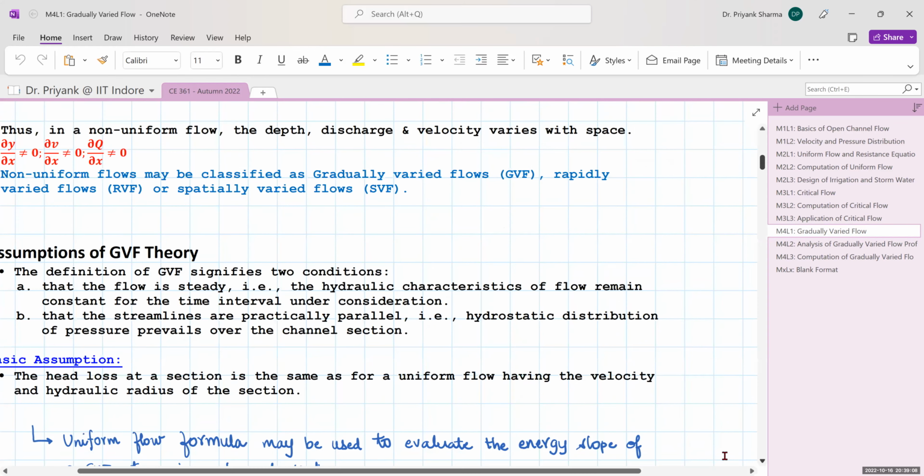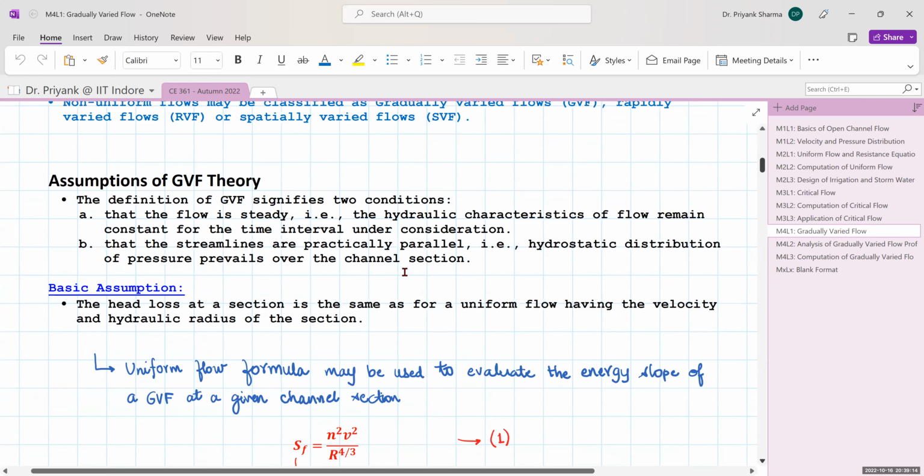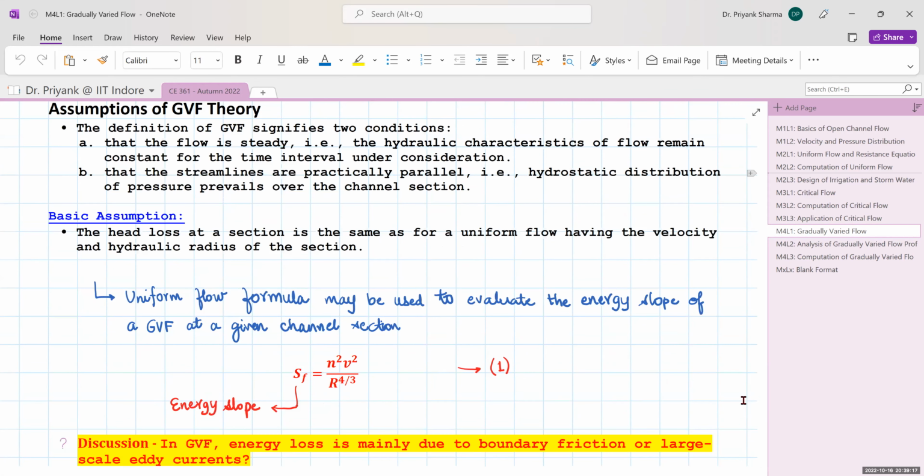Now these two conditions signify the GVF flow, but there is a very basic assumption which is involved, and that is the head loss at a section is the same as for a uniform flow having the velocity and radius of that section. Now gradually varied flow is agreeably a non-uniform flow, but we consider that the considerations of the uniform flow, such as the loss equation, the resistance equation, that is Manning's equation, are equally applicable in the gradually varied flow analysis.